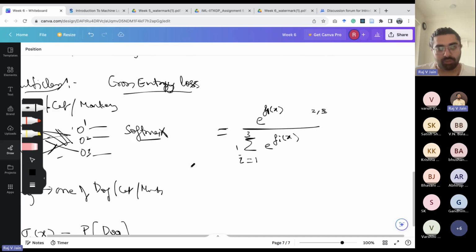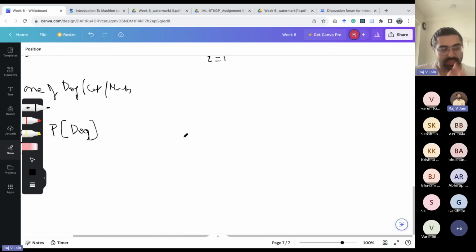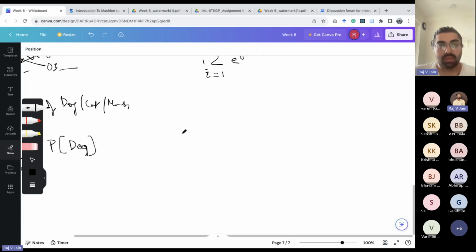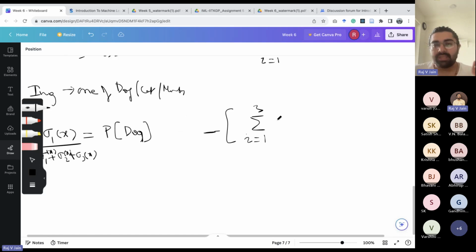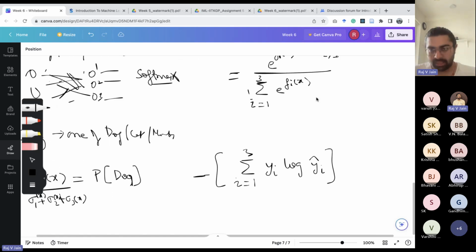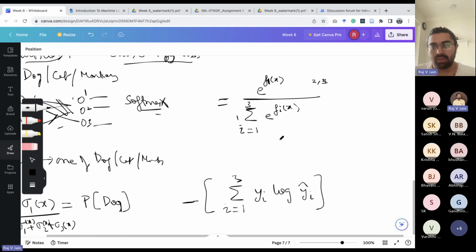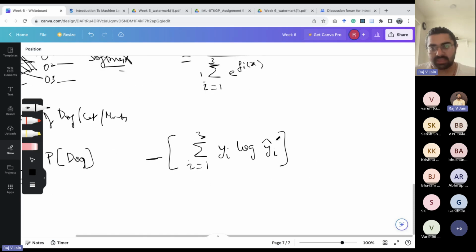And then coming to cross entropy loss. Very similar to the binary cross entropy loss. The idea is you take minus of again the summation over all the classes, let's say sigma i equal to 1 to 3, yi into log yi hat. So yi hat is basically the probability that it belongs to this particular class, right?